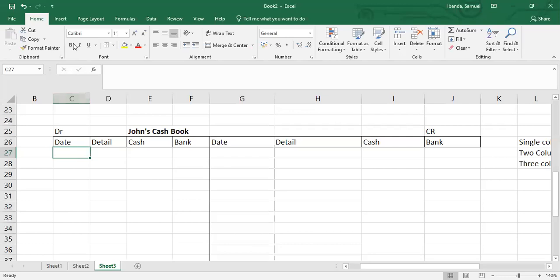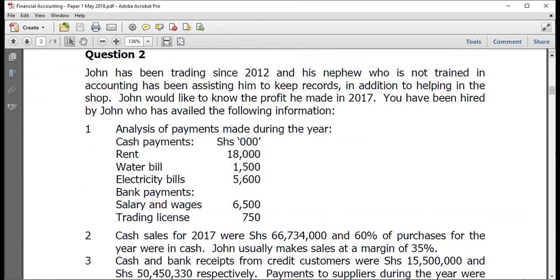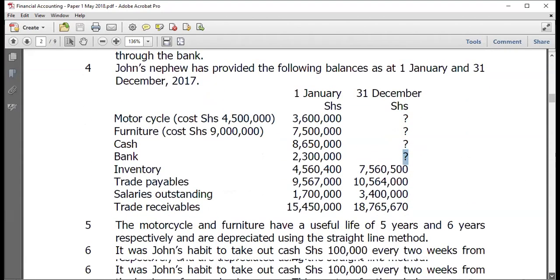So I'll now go to the question, and I start immediately. I'll go back up and see what is exactly happening. One of the things you should know is that if you're drawing up an account or a cash book, the first things you should look out for are balances brought down. Every time you're drawing up a cash book, the first thing that you should record are your balances brought down.